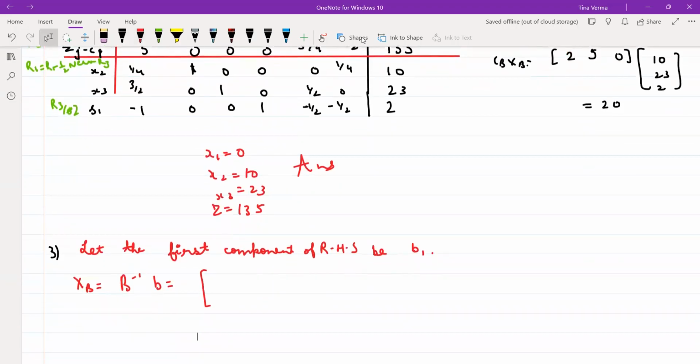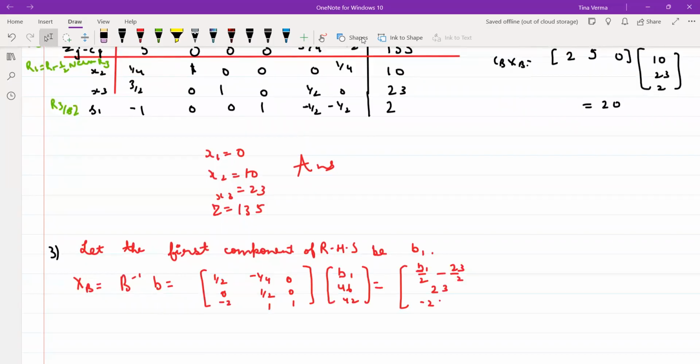That was the columns of S1, S2, S3, 0, because initially those were slack variables. This is -1/4, 1/2, 1, 0, 0, 1. And now b is, this first component is b1, second is 46, this is 42. When you will multiply, you will get this as b1/2 minus 23/2. This is coming out to be your 23. This is coming out to be your 2 minus 2b1 plus 88.